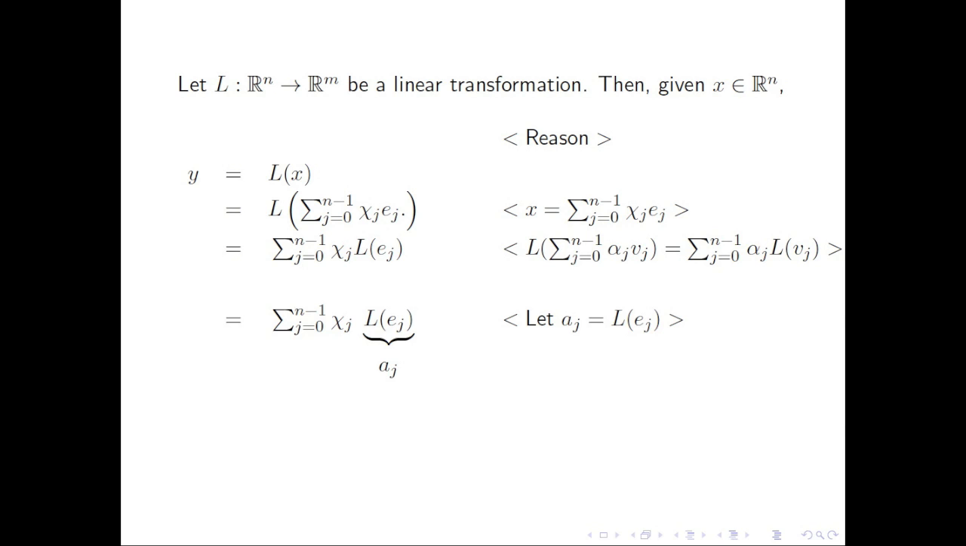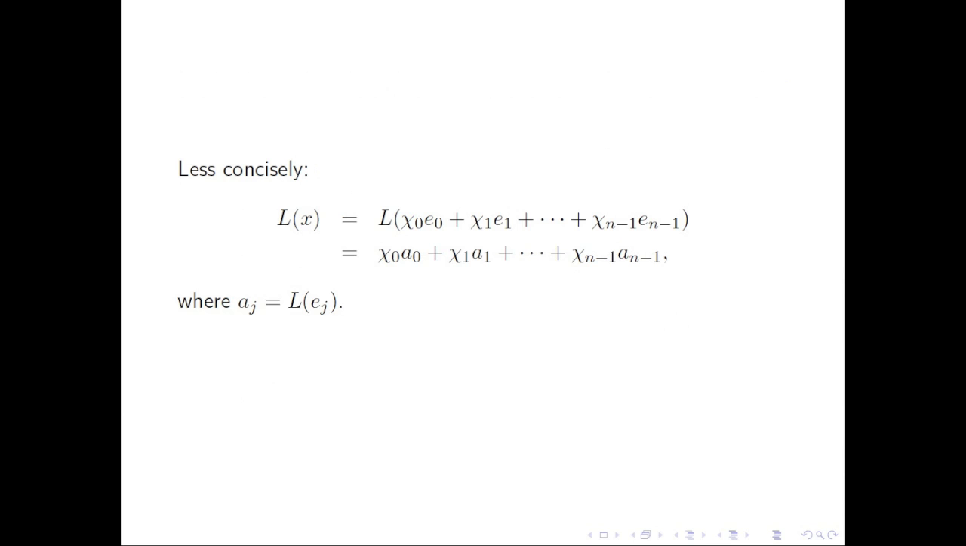If we then label as A sub j the result of transforming the jth unit basis vector, then we see that the net effect of transforming x is the linear combination of the vectors A sub j, where the coefficients for the linear combination are the components of x. We can also write this as follows.